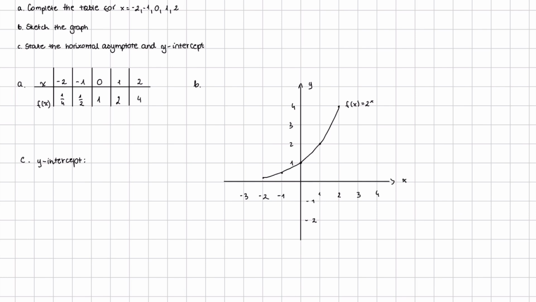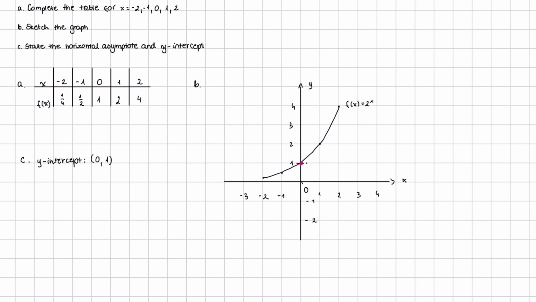This means we are looking for the point where our function crosses the y-axis, and we can see that this is here. So this is (0, 1), because on x it is 0 and on y it's 1.